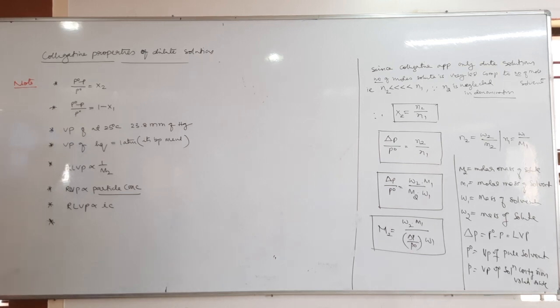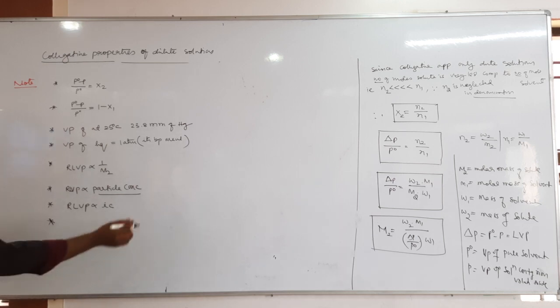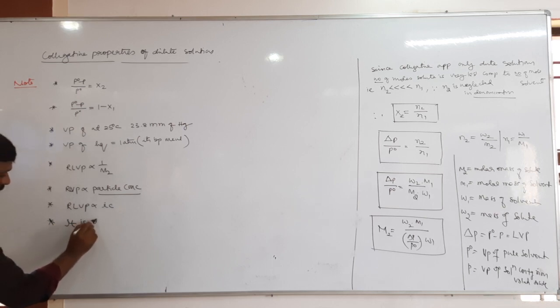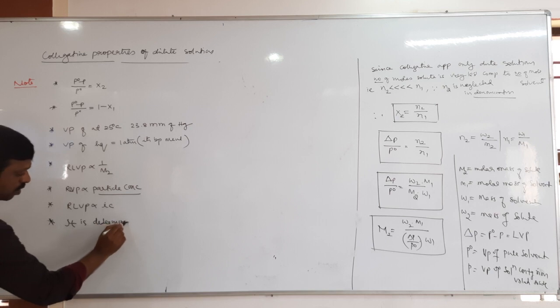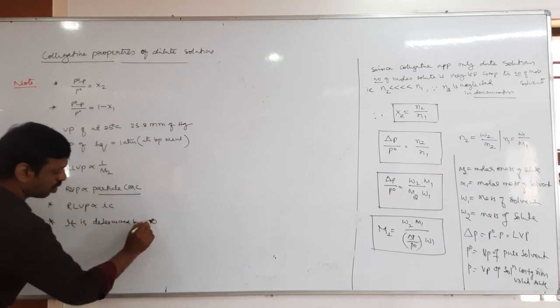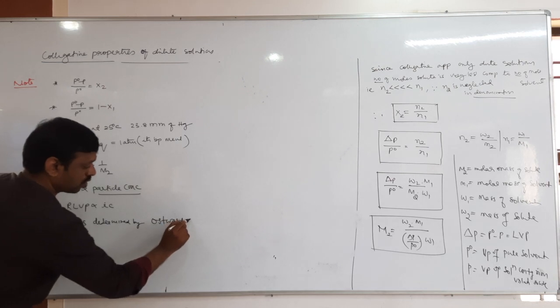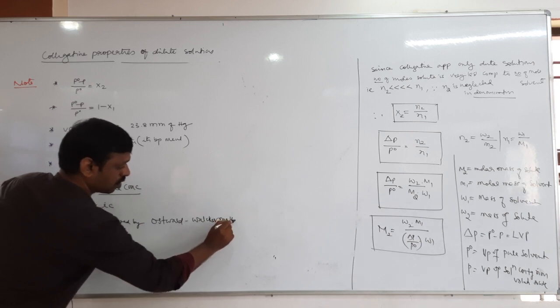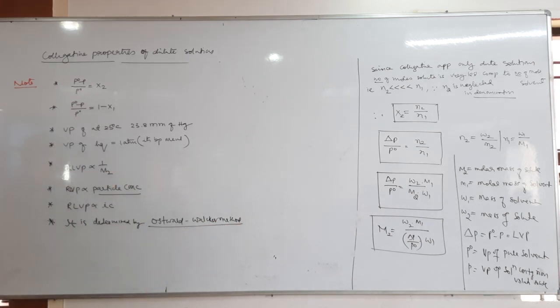Next, this RLVP can practically be determined by the Walker-Ostwald method. So it is determined by the Ostwald Walker method. This is one particular method, also called Walker Ostwald. So by the Ostwald Walker method, RLVP can be determined practically. These are some important things you need to remember. Take down.